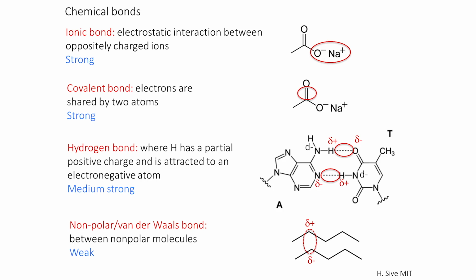And I've circled there a bond between a carbon and an oxygen. It's actually two bonds. That's why there are two lines. And those are two covalent bonds.